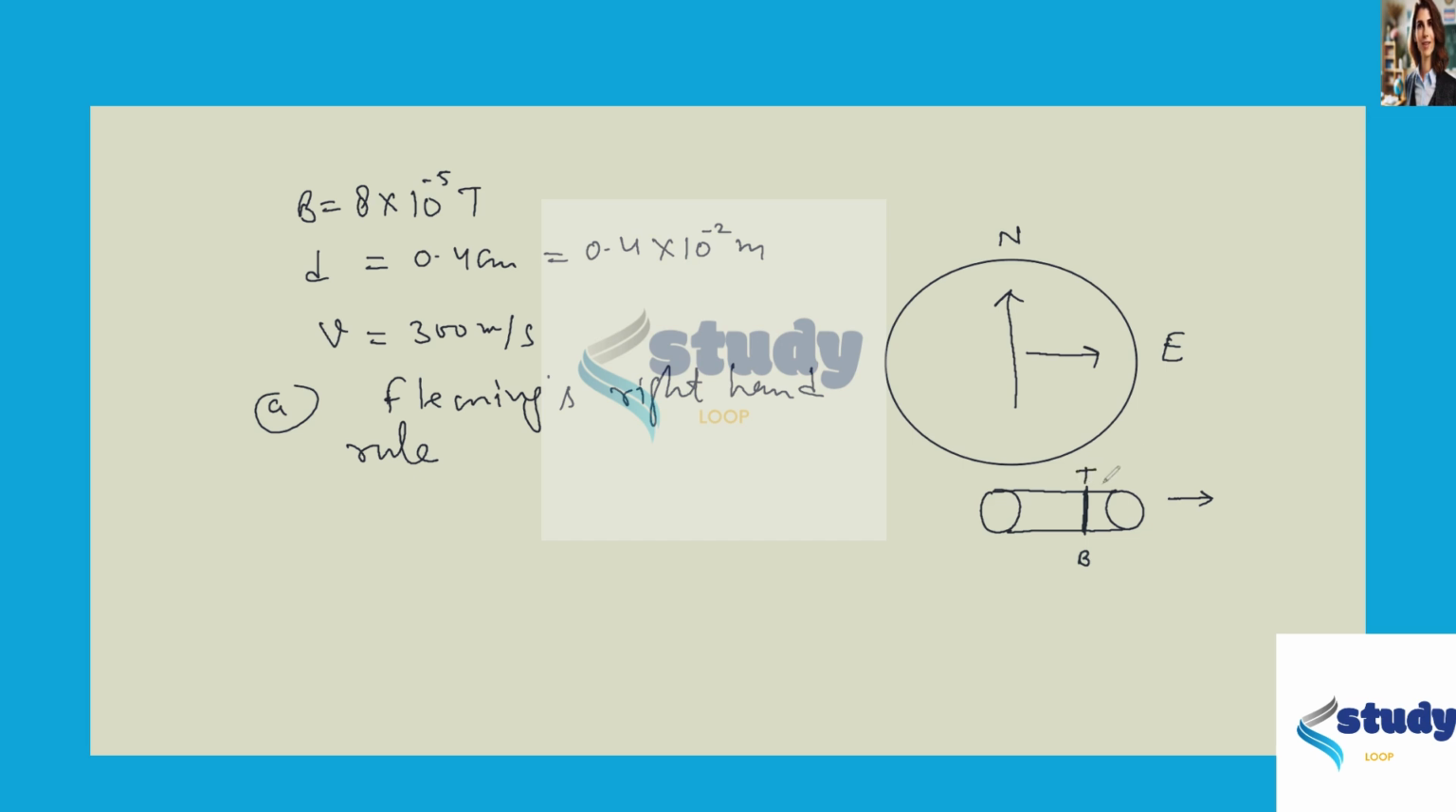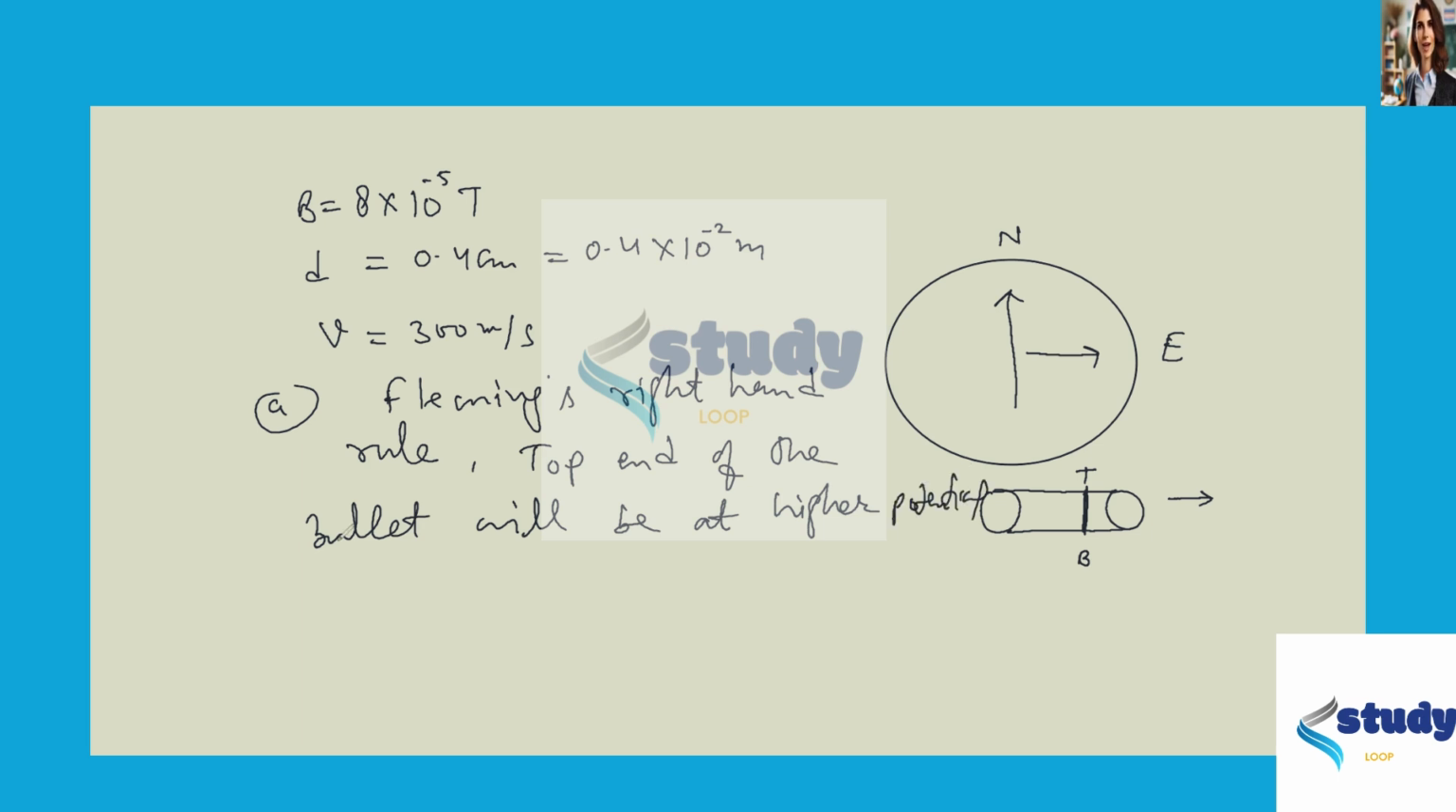So definitely the top end will be at higher potential, as in the motional EMF, the current moves from low potential to higher potential. So the top end of the bullet, the top surface of the bullet, will be at higher potential.